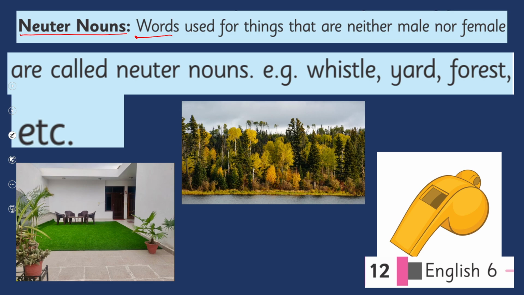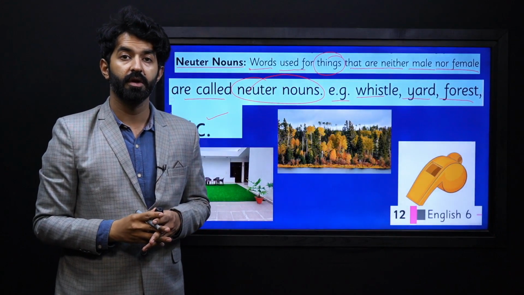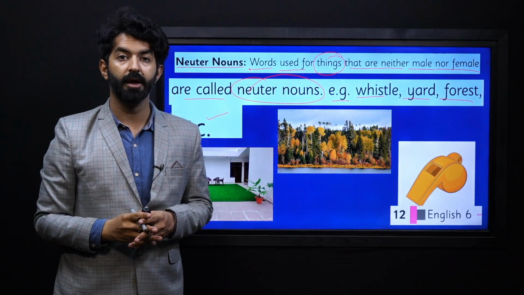Now let's begin with neuter nouns. Neuter nouns are words used for things that are neither male nor female, and they are called neuter nouns. For example, whistle, yard, forest, etc. All these nouns are called neuter nouns. They are non-living things because they don't have any gender, so we call them neuter nouns.